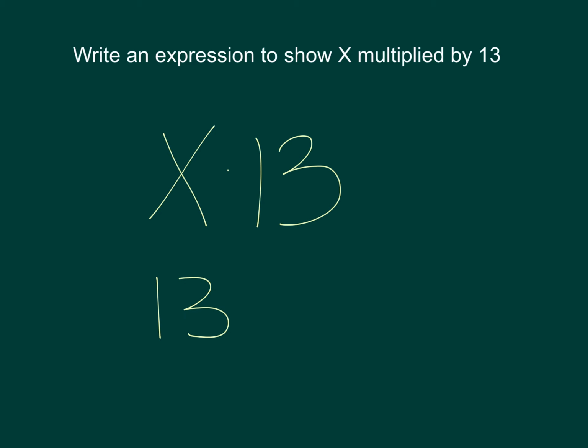Try this example on your own as well. Write an expression to show x multiplied by 13. So you could write x times 13 using the little dot for the multiplication symbol, or you could write it as 13x. That means the same thing.